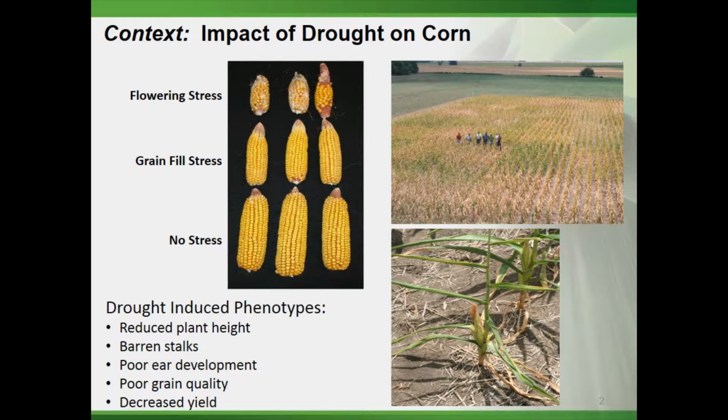Yield drops. 2012 was a year when overall yields dropped below 150 bushels per acre. And what you see here in this field is that one of the major effects that drought has on a corn plant, or maize plant, is on growth. Plants stop growing. I was really surprised to see plants in the field in 2012 that looked like a pineapple. Naturally, there were no node elongations.